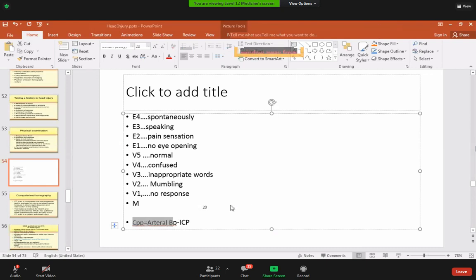And what is the patient presentation? The patient presents to us, and when we check the vitals, the BP is high, and reflexly there is bradycardia, because the heart rate is reflexly decreased. So this is a very common vital signs deterioration in these patients: their arterial blood pressure is increased, and if you see the pulse rate, it is reduced. It is common in patients with head injury.